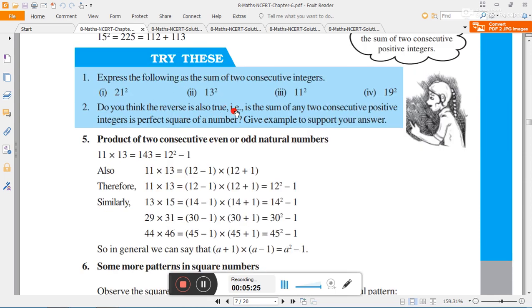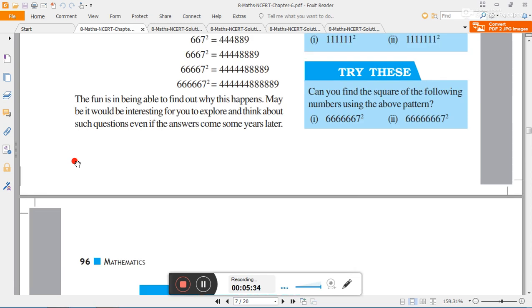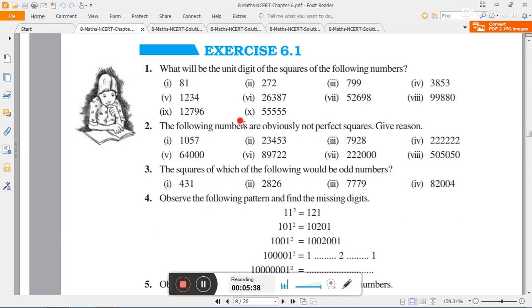So in Try This also some questions are given to solve with the repeated subtraction method. After that some questions on the pattern are given. Now, whatever we have seen up till now is the explanation on that part. There is Exercise 6.1. You can solve these questions thoroughly in the notebook.